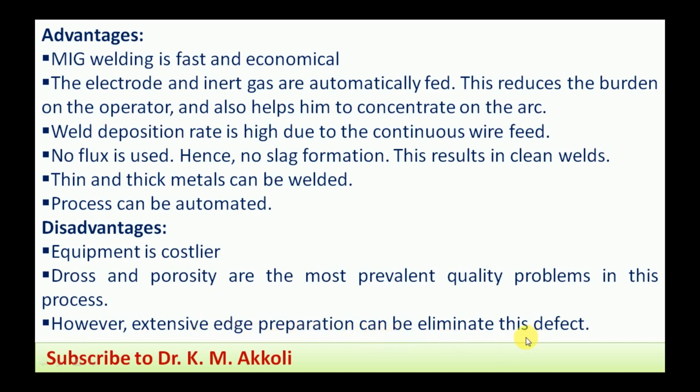If the edges of the metal pieces to be joined are prepared initially, then the problem of dross and porosity can be eliminated. These are the advantages and disadvantages concerning MIG welding. In this session we have discussed TIG welding and MIG welding, their working, their advantages and disadvantages, and for which applications we are going to use them.